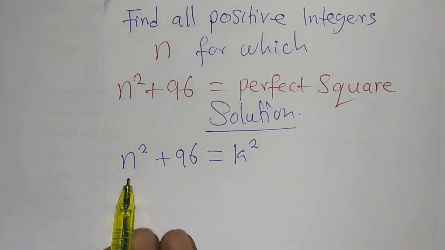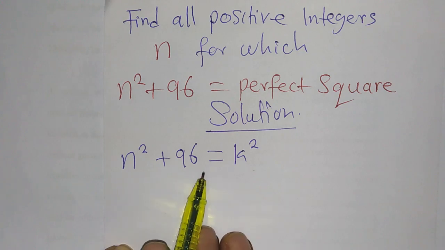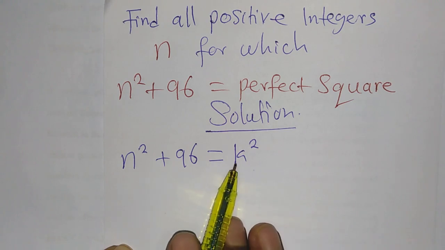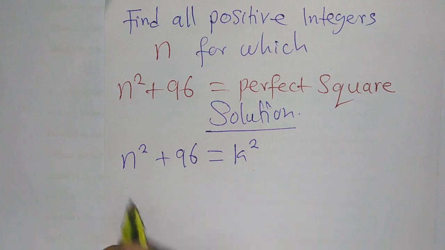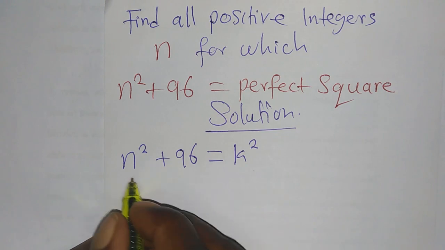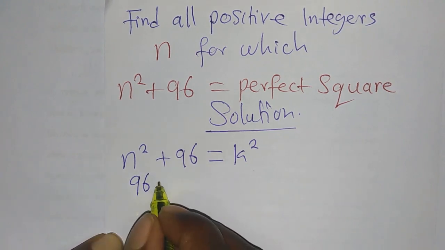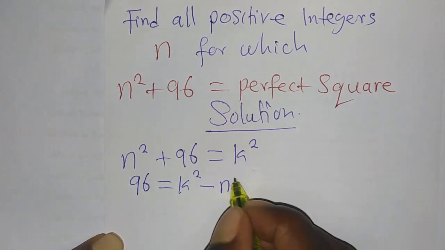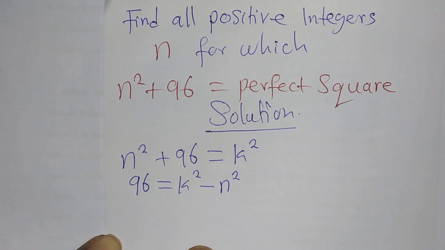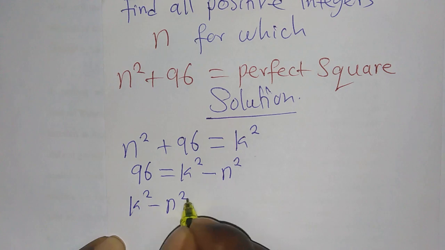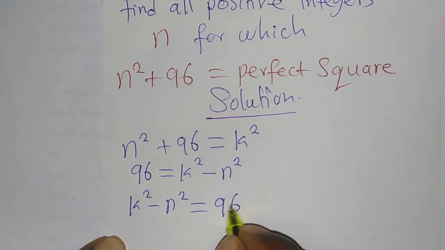We can write it as n squared plus 96 is equal to k squared, because a perfect square is anything to the power of 2. Now, if this n squared jumps to the other side, we have 96 is equal to k squared minus n squared. Now we can write it as k squared minus n squared equal to 96.